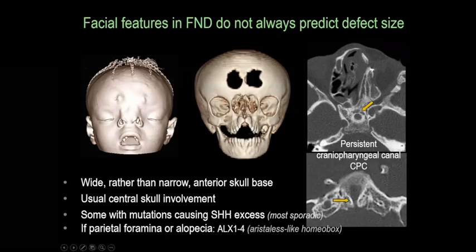So here's a very wide defect rather than a narrow anterior skull base. There is the usual skull base involvement, but here is a relatively smaller persistent craniopharyngeal canal. Now, why would you have so much widening here? Well, some of these mutations cause sonic hedgehog excess, and sonic hedgehog is what we used for ventral induction.